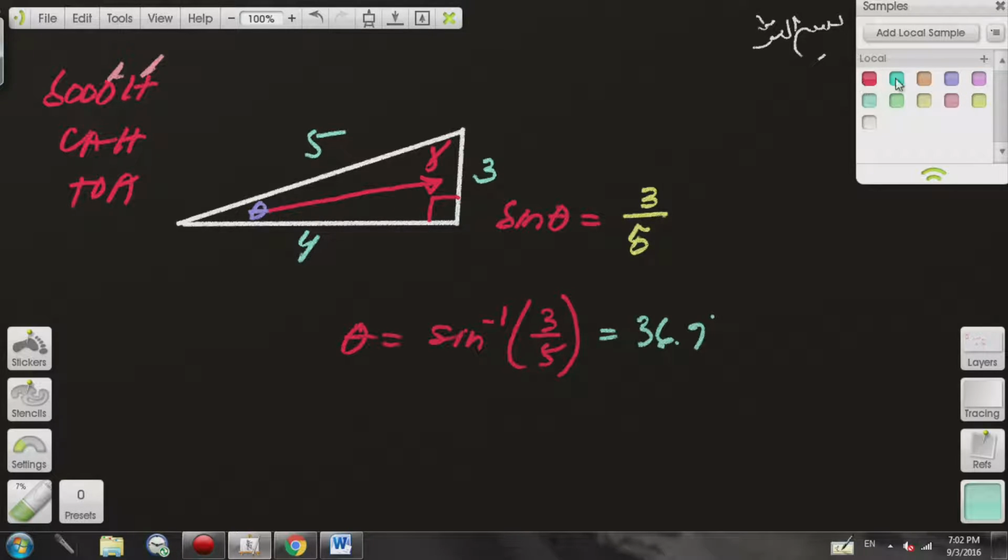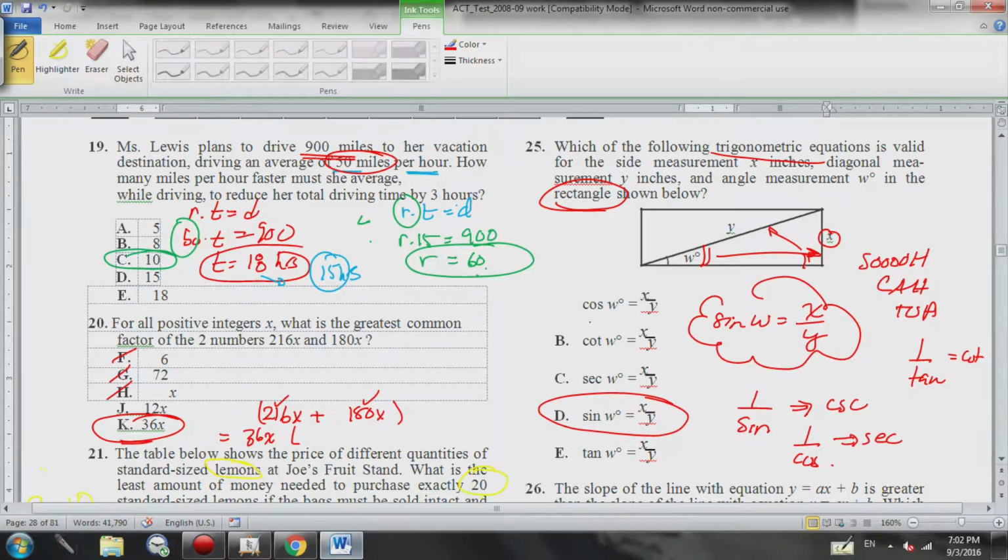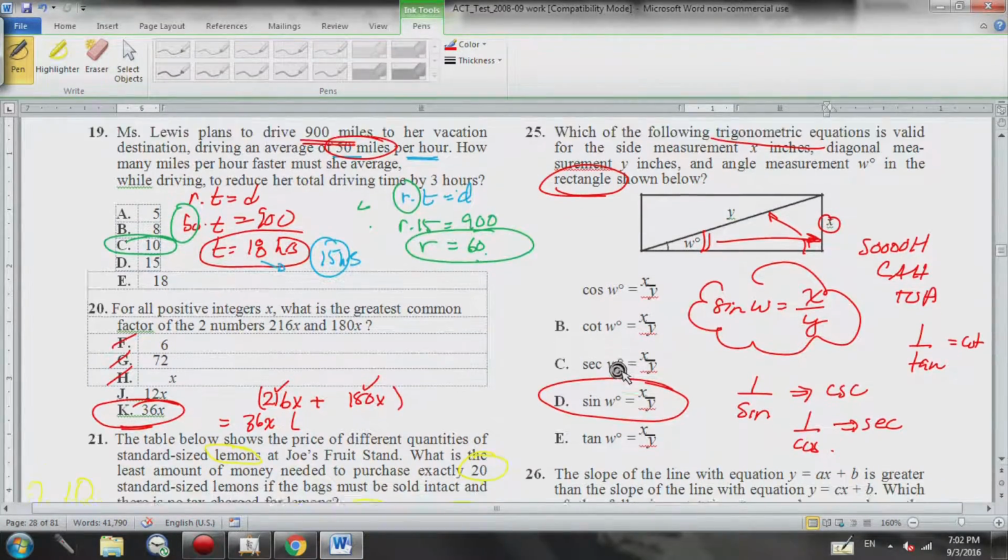See, trigonometric functions are what allow us to find angles if we are given sides. Okay, and if you're given angles, they allow us to find sides. That's how important they are. So the trigonometric functions are very, very important. So you've got to know SOHCAHTOA. That's that.